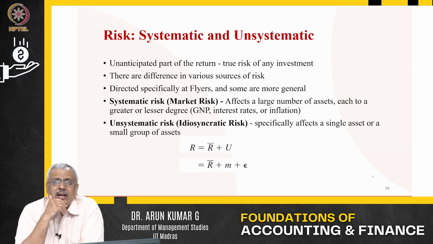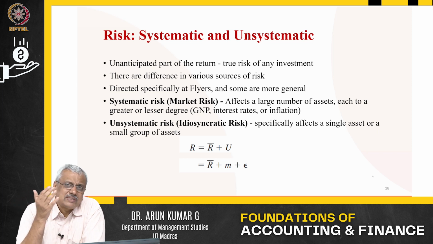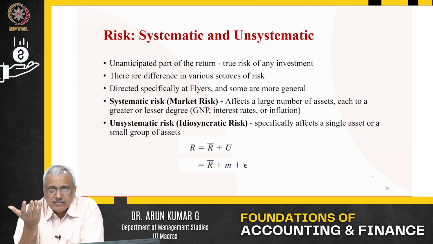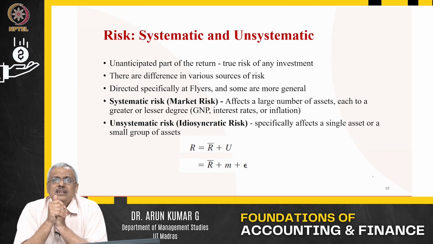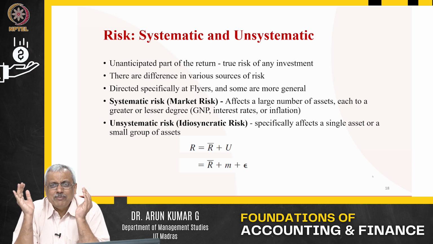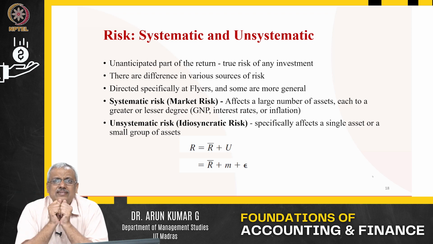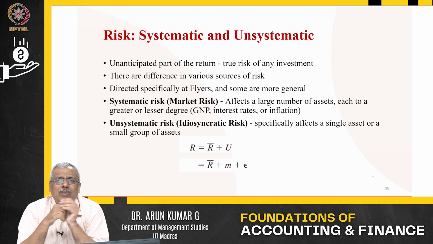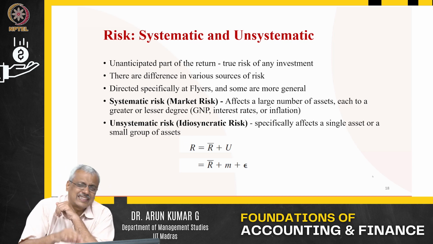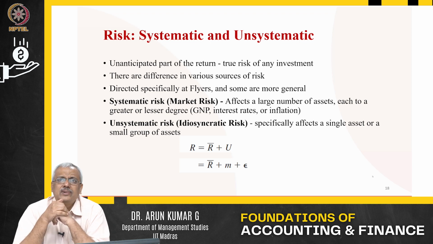Suppose a natural disaster happens. What happens? It impacts all the stocks out there. When COVID broke out in March 2020, the entire market tanked on one particular day in the last week of March. It impacted all the stocks at the same time in a similar manner, with mild variations, but the direction was the same. So that is what we call systematic risk, market risk.